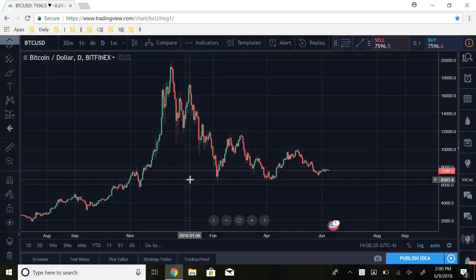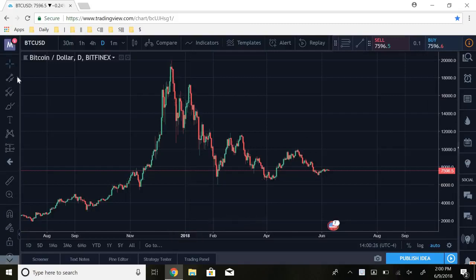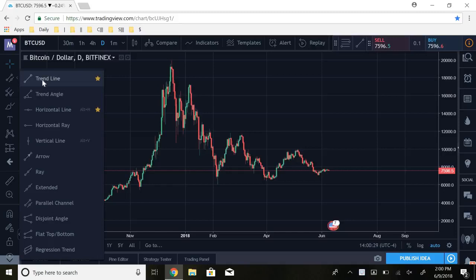So what are trend lines used for? Trend lines, as it's in the name, are useful for establishing trends and plotting trends. For this tool you're going to be using the trend line tool, and you can also use the parallel channel tool.